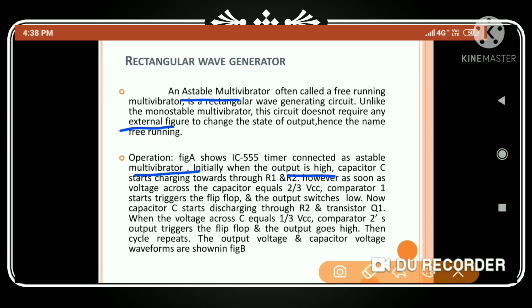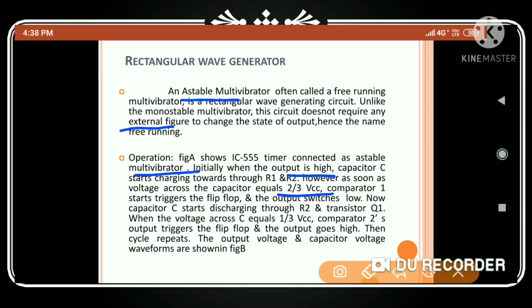Capacitor C starts charging through R1 and R2. I showed you where R1 and R2 are. Okay, capacitor C starts charging through R1 and R2. However, as soon as the voltage across the capacitor equals how much? 2 by 3 VCC. Same thing here also. How much will it charge? 2 by 3 VCC. Comparator 1 triggers the flip-flop.